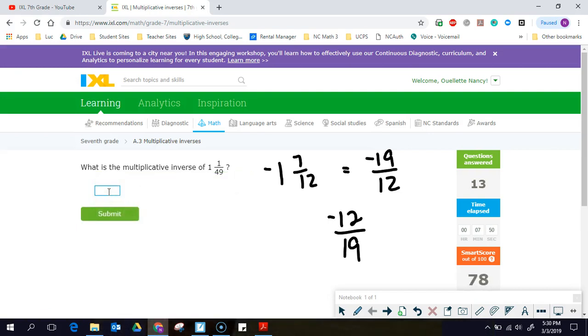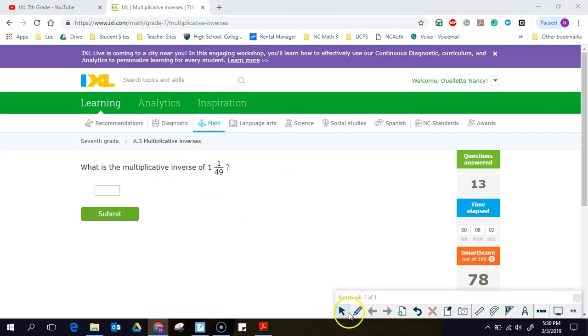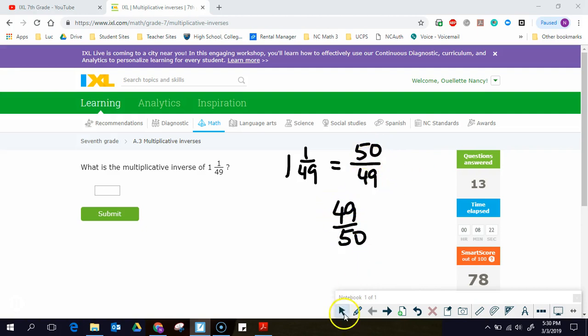Okay, 78. We're getting there. Okay, same thing. 1 and 1/49. Oh, lost my pen for a second. Okay, let's change this to an improper fraction first. 49 times 1 is 49, plus 1 is 50, so 50/49ths, and then you want to take the reciprocal of that. Your answer is going to be 49/50ths.